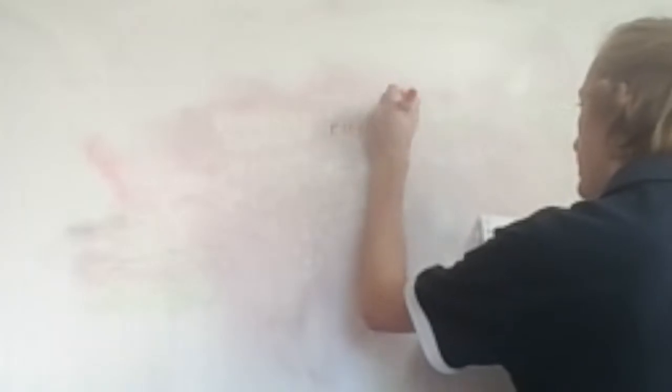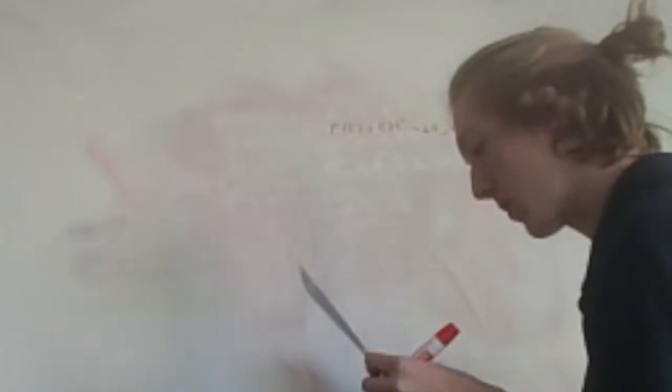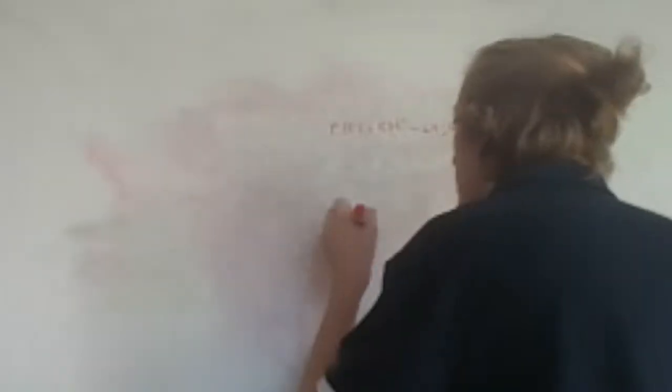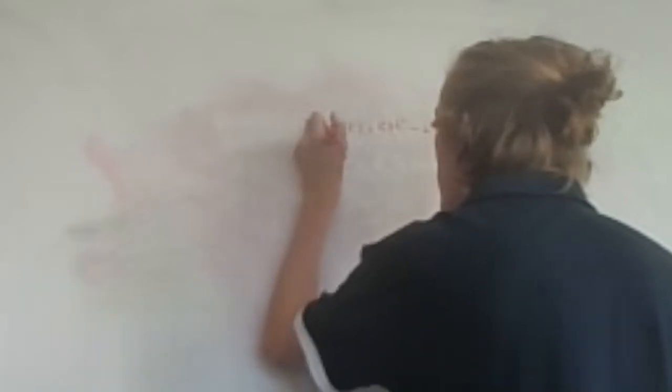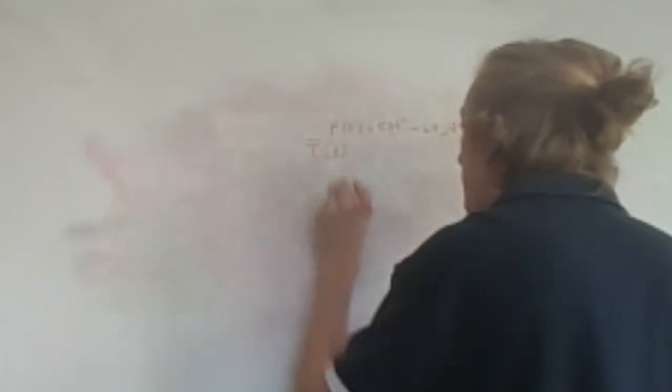R of t is going to be equal to 3t squared minus 2t, 4t cubed plus 5t. So that is a 2D vector function. So first we want to find the unit tangent vector. So the unit tangent vector is T of t.